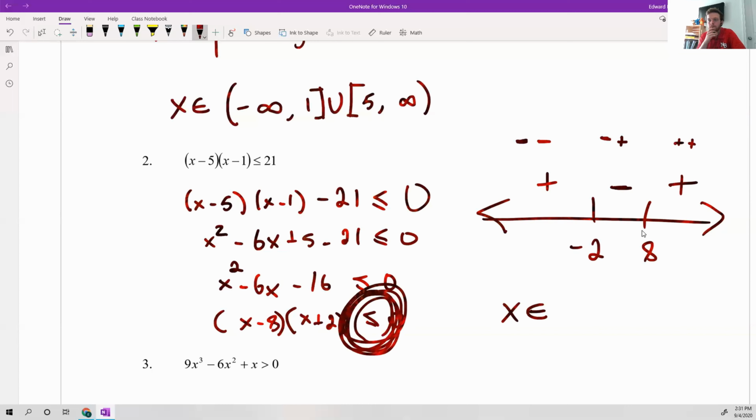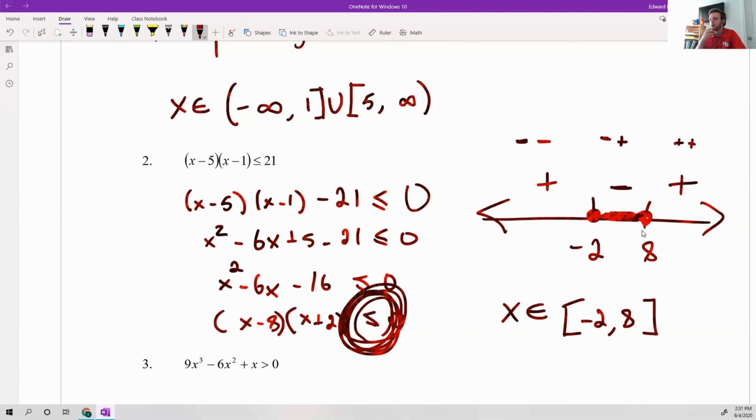Less than 0. When is this inequality less than 0? From -2 to 8, and including both of those. Let's go ahead and add this to our graph. It doesn't hurt. We're going to have -2 to 8. So this problem's a little bit different.